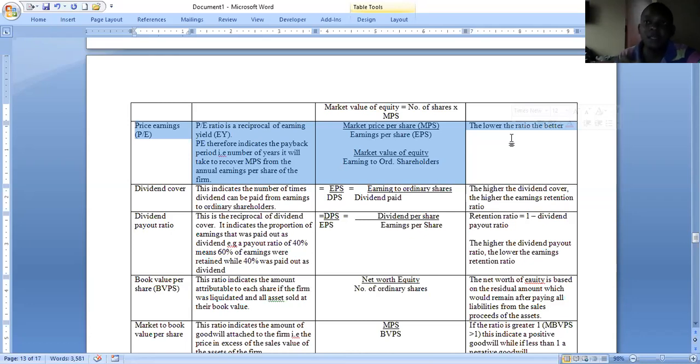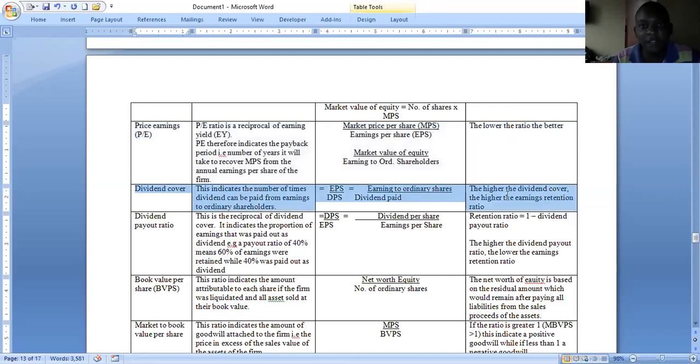So in this case, the price earnings ratio measures the number of years it takes for a shareholder to recoup the money invested in a share. The price earnings ratio is equal to the market price per share divided by the earnings per share. The lower the price earnings ratio, the better for the shareholder.